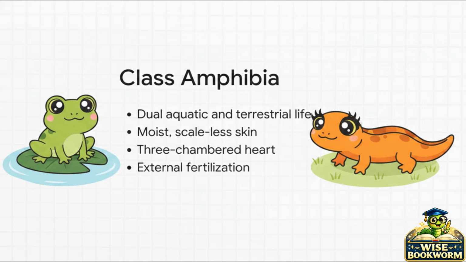Then, creeping onto land, class Amphibia represents a really vital transition. Frogs and salamanders live a dual life. They breathe through moist, scaleless skin and are equipped with a 3-chambered heart. But the catch is, they haven't entirely escaped the water. They are still biologically tethered to aquatic environments to perform external fertilization and reproduce.